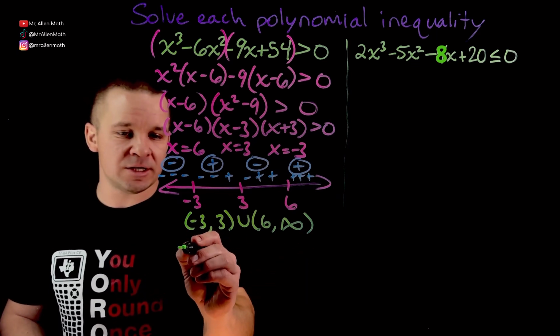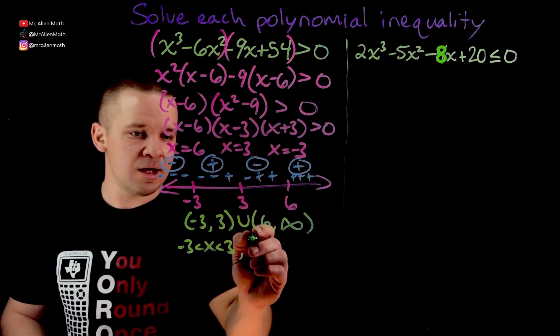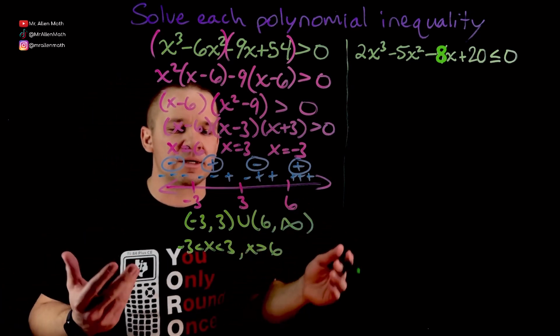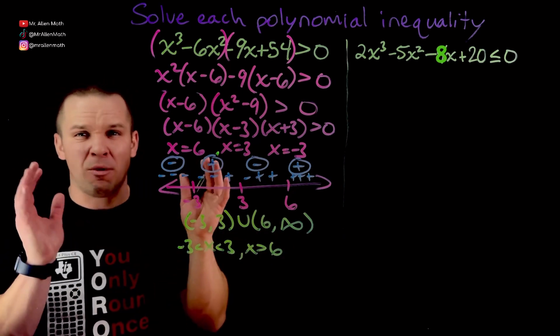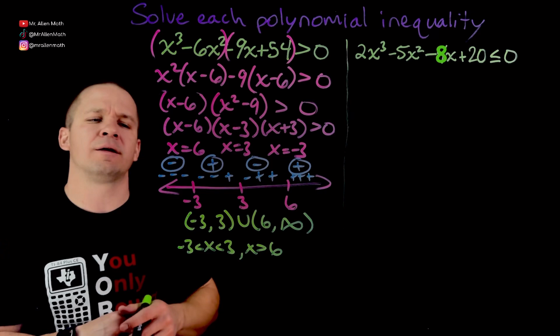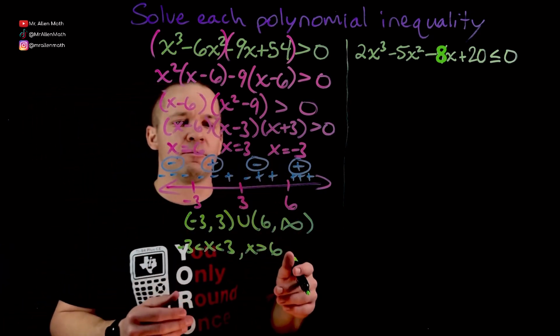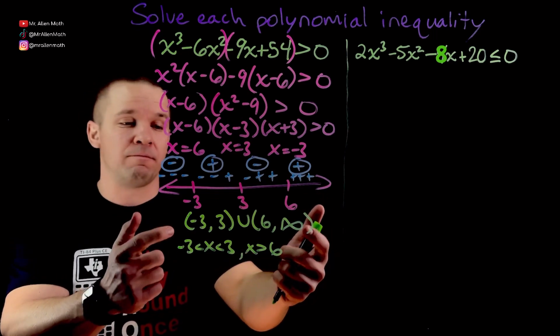The other way to write this is negative 3 less than x less than 3, and then when x is greater than 6. So either one of these is cool. They mean the same thing. Sometimes people use a little more formal notation here, with the fancy little teacher brackets with x and a line such that, and it's a whole thing. I like this. This makes the most sense to me. It's the cleanest to me, but either one's cool.